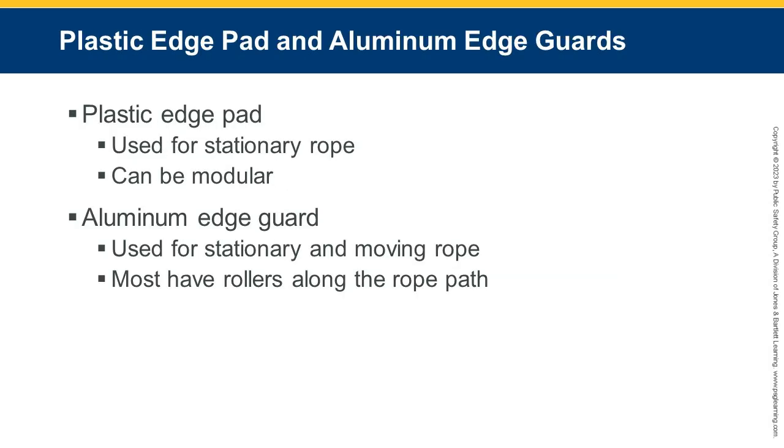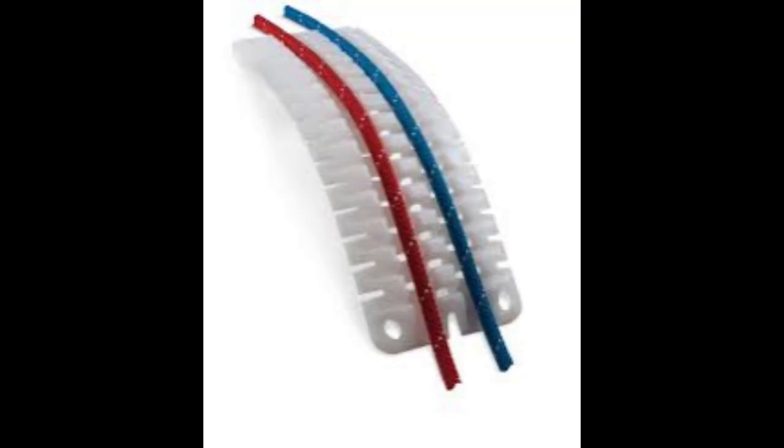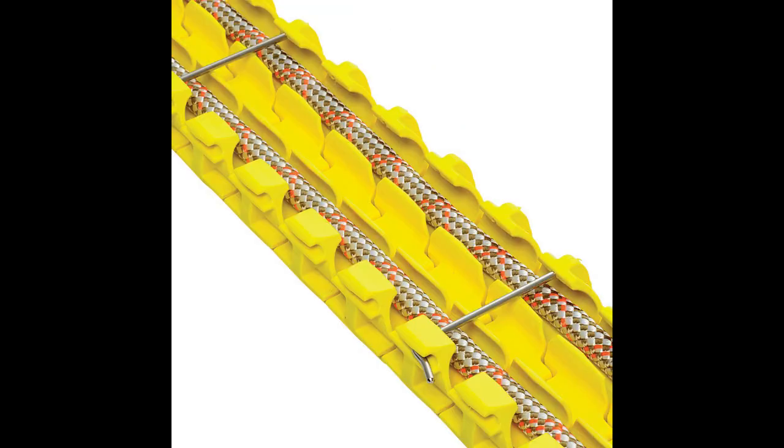Now let's move on to plastic edge pads and aluminum edge guards. 2 more options for protecting your rope from damage. Starting with plastic edge pads. These aren't as flexible as fabric pads, but they do conform somewhat to the surface they're protecting, and they offer durable protection. Most plastic edge pads can be used with stationary or moving ropes, giving you some versatility on the scene. Some designs are even modular, meaning you can adjust them to fit the surface or situation.